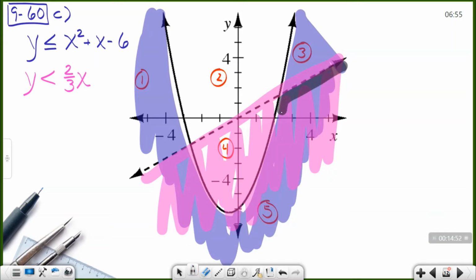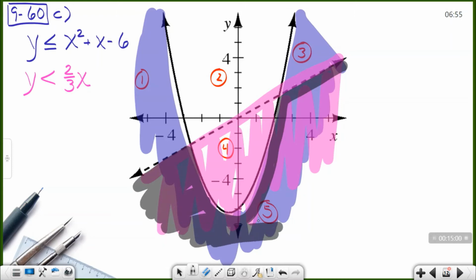This is where they overlap down here. Then it follows along the parabola, back to my line, and then down here again. And everything beneath that is what we would shade. And that would be my final solution region, region 5 here for 960.